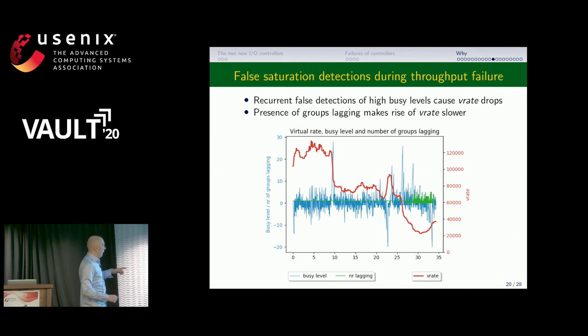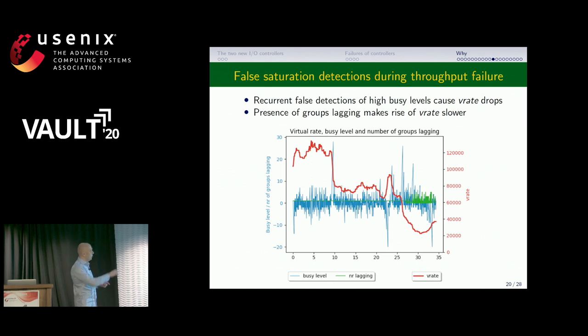So in this plot, in blue, there is traced the busy level. In green, the number of groups that are lagging behind their target service. And in red, the V rate. Basically, the V rate tells you the current throughput. So in this test, these were the bad results with only reads: the sequential reader against the sequential readers.